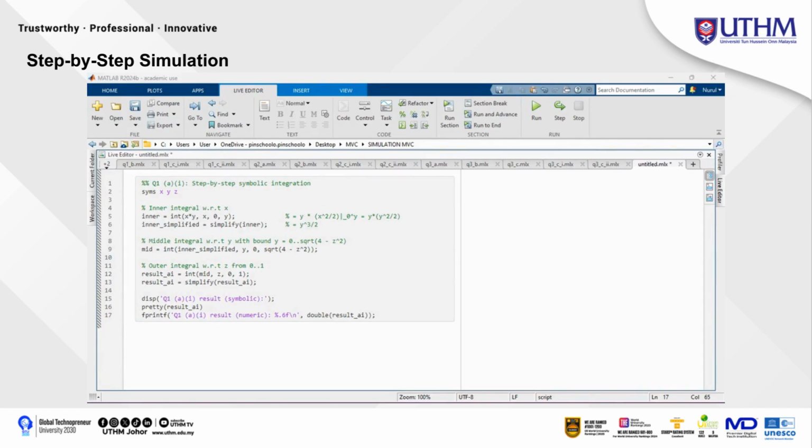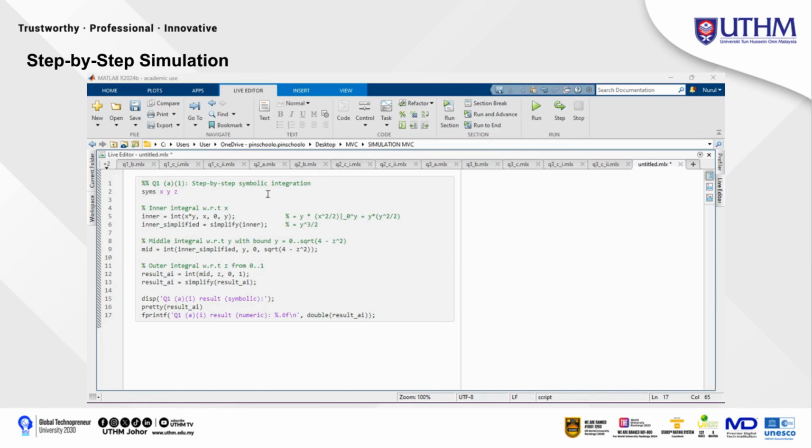Okay, assalamualaikum. So for this slide, we want to explain the step by step for question Q1A. So for this question, we can see in this problem, we are asked to evaluate a triple integral step by step, and we will use the MATLAB symbolic toolbox to compute each part of the integral and see both the exact symbolic result and the numeric value.